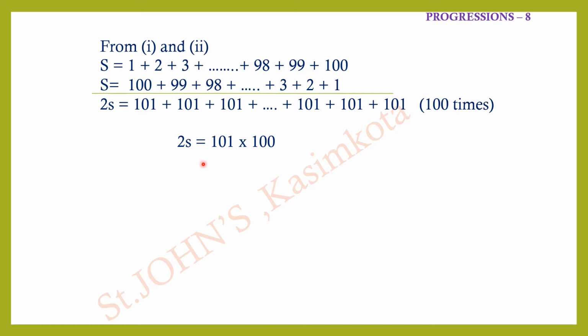One sum S equals 101 into 100 by 2. Simplifying, S equals 101 into 50, the product of 101 and 50. 5 ones are 5, 5 zeros are 0, so the sum is 5050. This is the result for the sum of the first 100 natural numbers. This is the easy process.